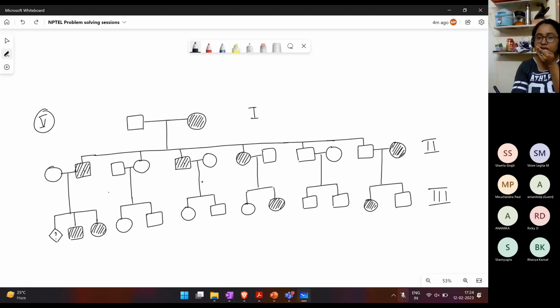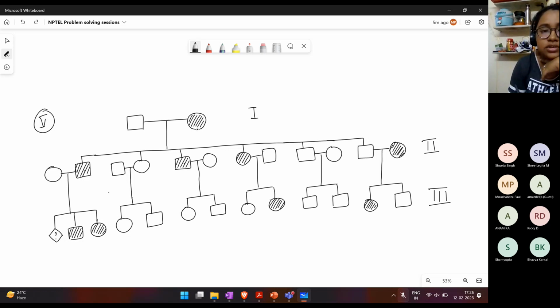While I'm solving this question, I would request your participation. I'll ask you a few questions. If you know the answers to those questions, feel free to unmute yourself and answer. If you are done, let's work it out and try to understand what the pattern of inheritance is here.